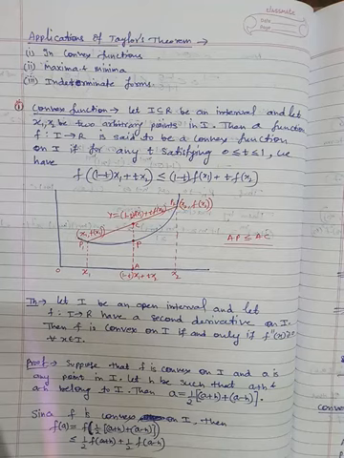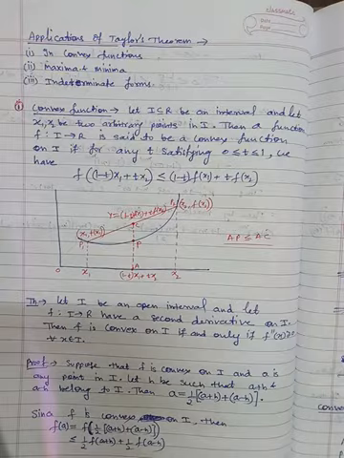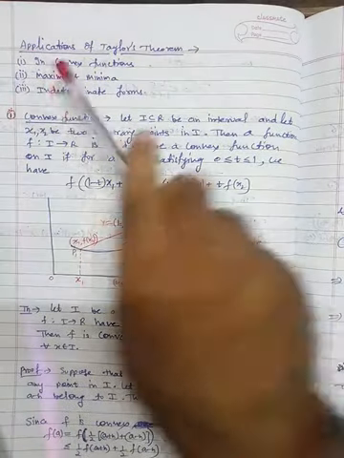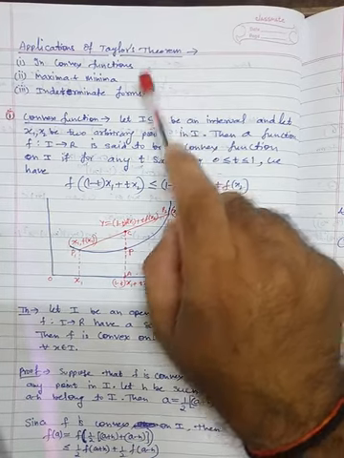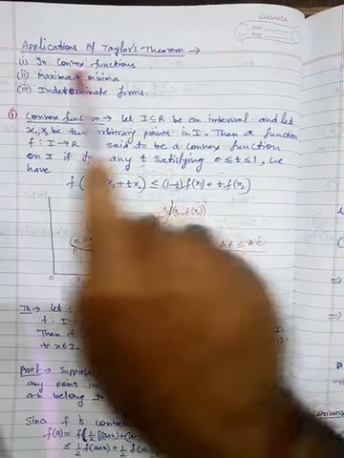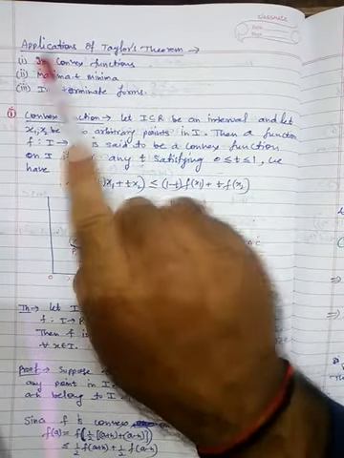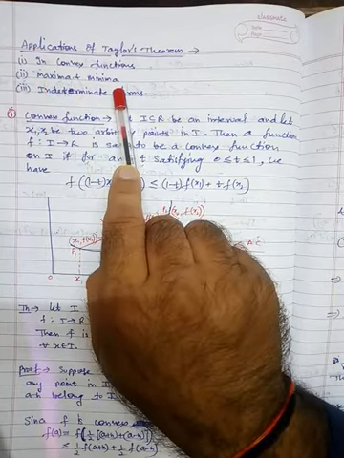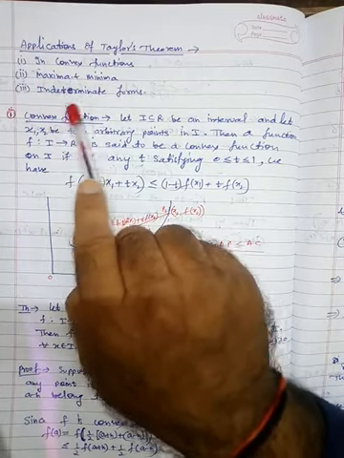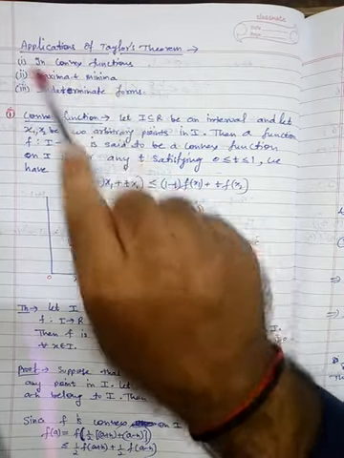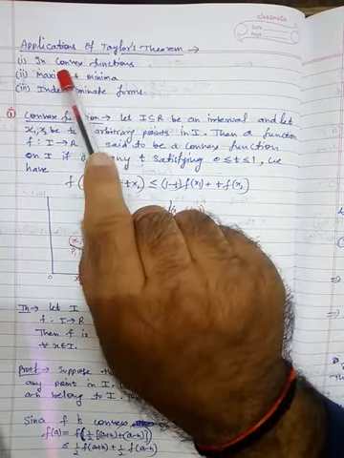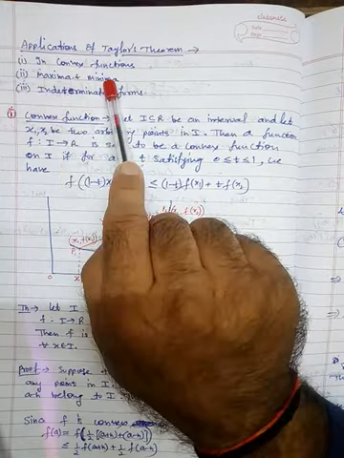Students, in this video, I am going to discuss the last topic of this subject, which is applications of Taylor's theorem. Here we will discuss three types of applications: one in convex functions, another in maxima and minima, and in indeterminate forms. So today we will discuss the first application and some partial application of maxima and minima.